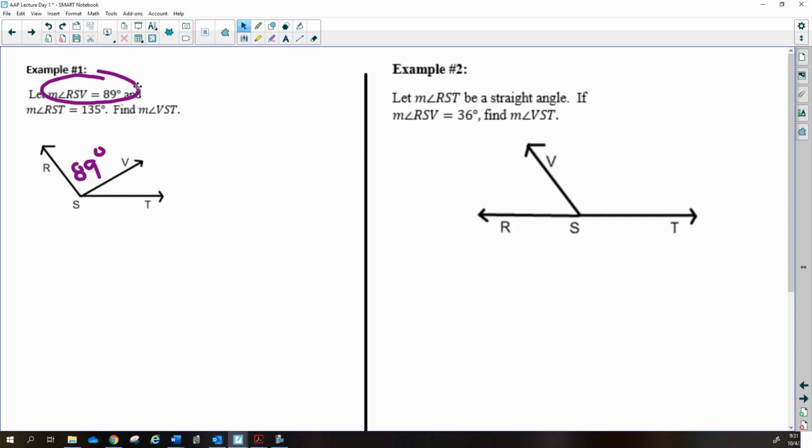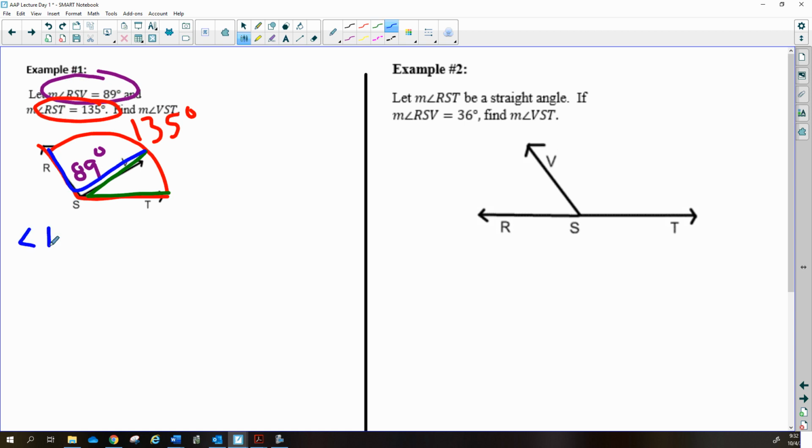Then it says, and I'll highlight this in red, that angle RST is 135 degrees. So the whole thing is 135 degrees. If I add this little green angle, angle RSV, plus this blue angle, angle VST, I will get the entire angle RST.